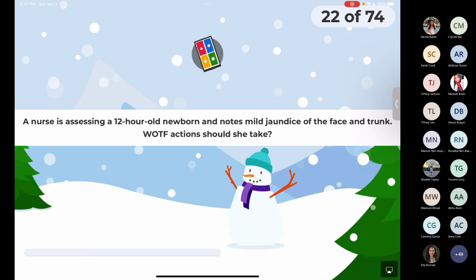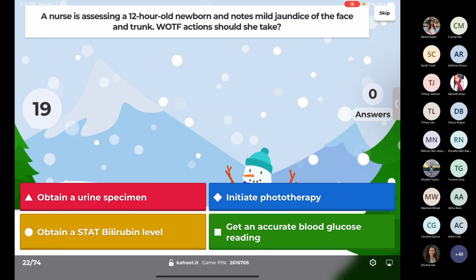A nurse is assessing a 12-year-old newborn and notes mild jaundice of the face and trunk. Which of the following actions should she take?